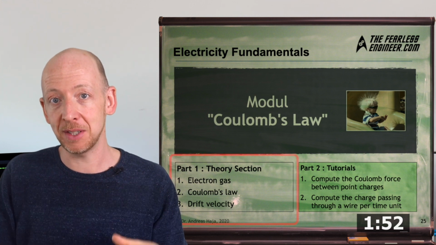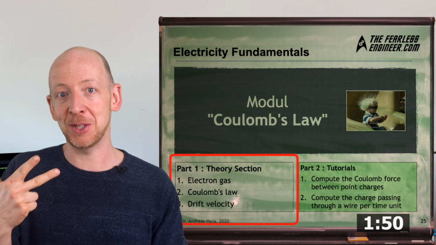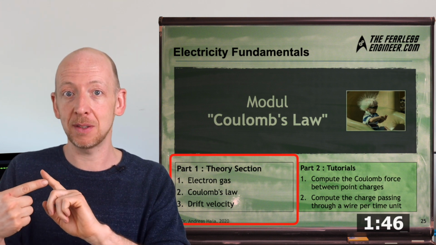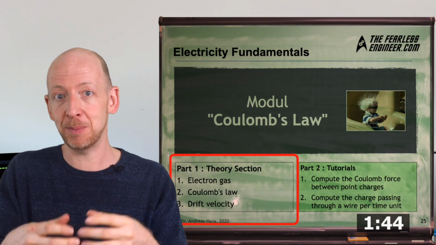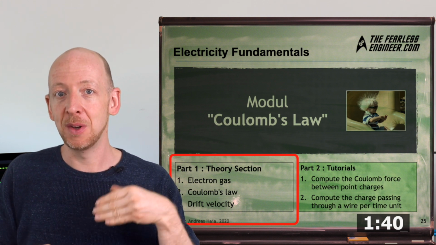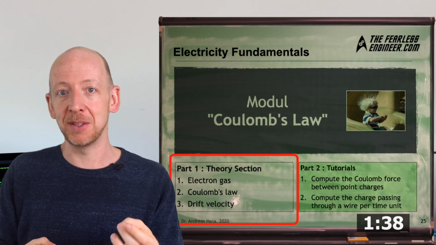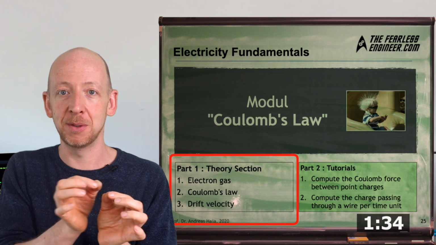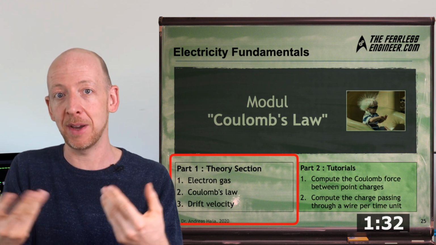And in this theoretical part, we want to discuss three major concepts. The first is the concept of electron gas. Then we discuss Coulomb's law, the Coulomb force between point charges, and then thirdly we want to dive into the concept of drift velocity. This is the velocity, the speed of electrons as they move along through a copper wire, or through any wire for that matter.